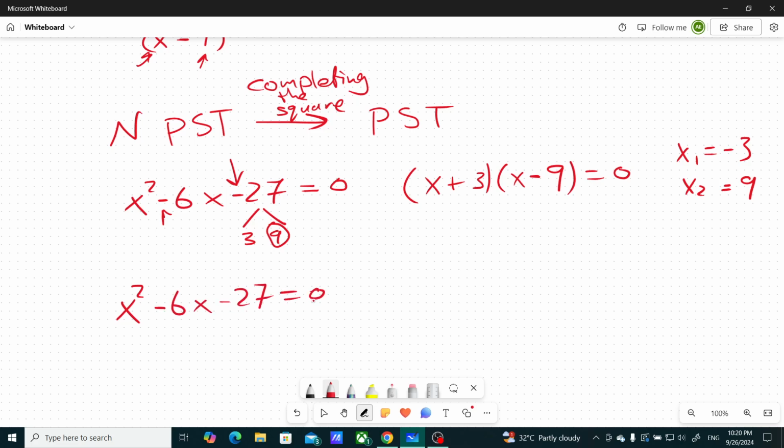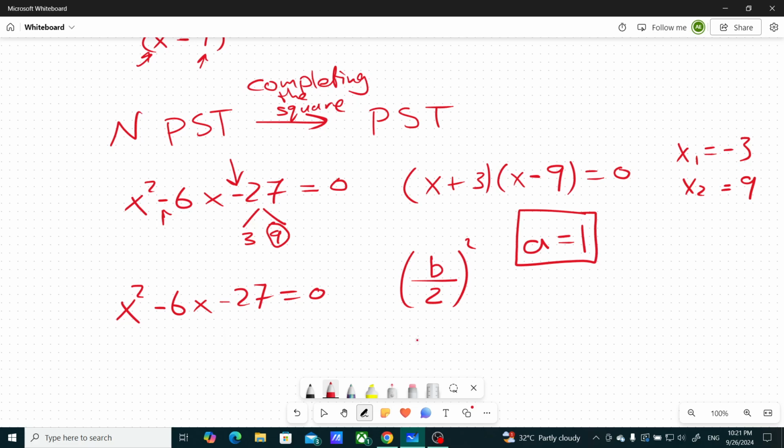using completing the square. So to do this, first I need to convert it to a perfect square trinomial. So how do I do that? In order to convert something to a perfect square trinomial, we have this magic formula. It's b over 2 squared. However, I can only use this when a equals 1. That's a very important thing.